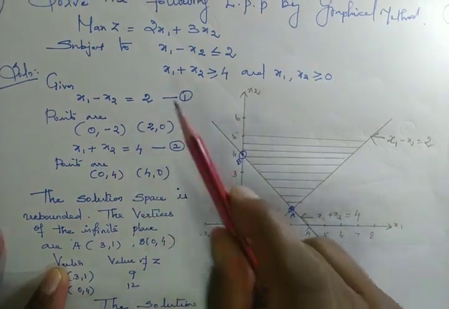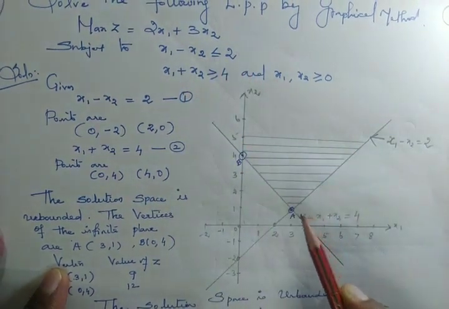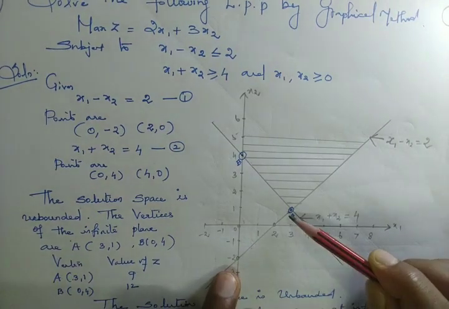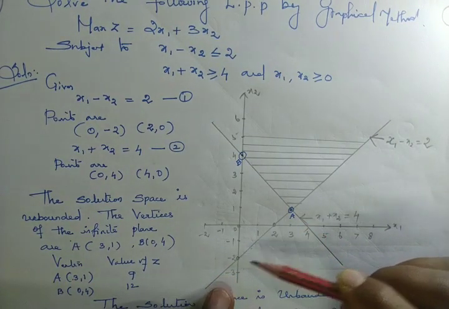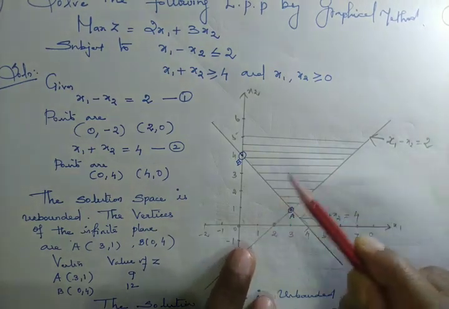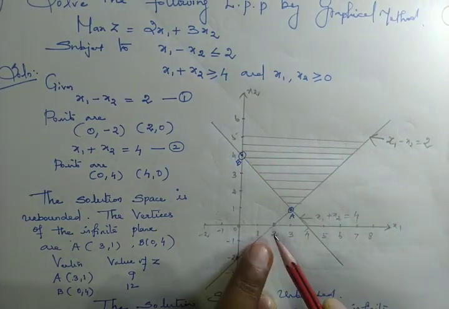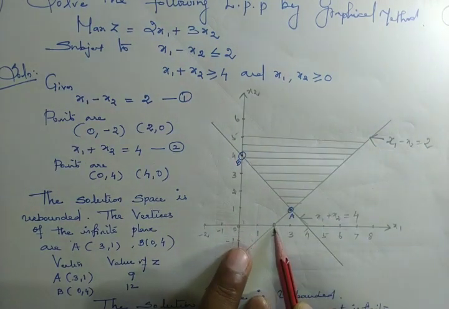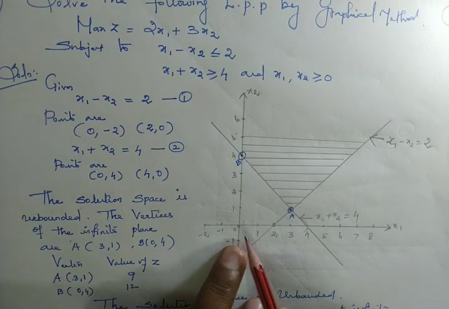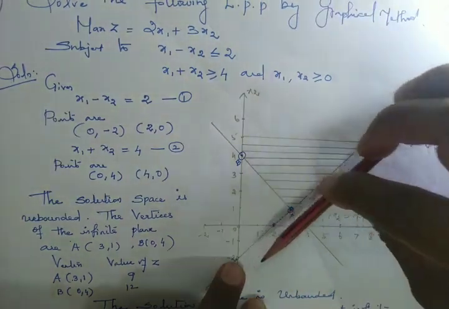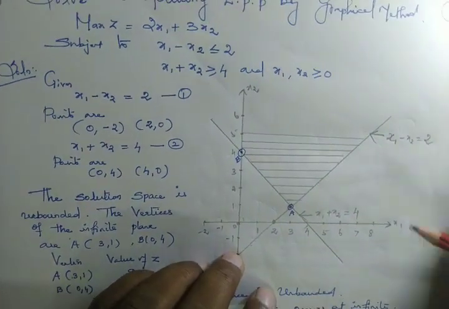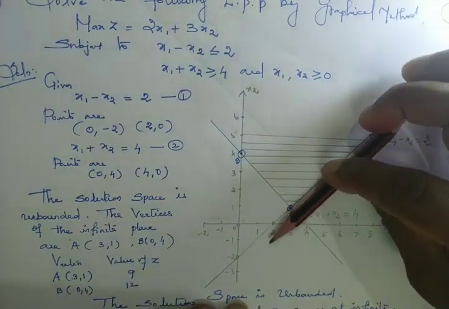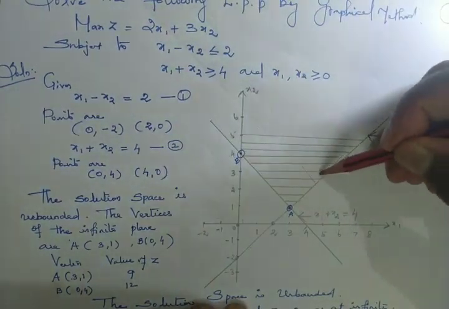The first constraint says less than. Here, with the points (0, -2) and (2, 0), we consider this region only, the less than region, since (0, 0) satisfies it. That's the reason we consider this first part, x1 minus x2 less than or equal to 2. We need less than, so we consider this portion.